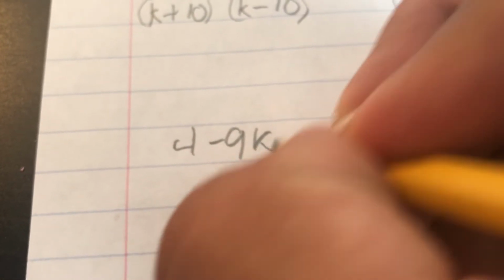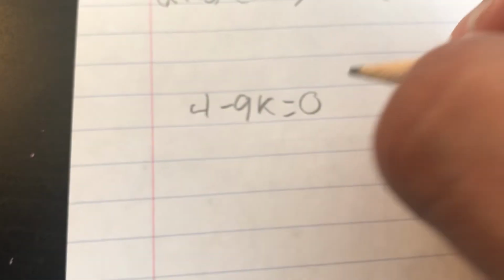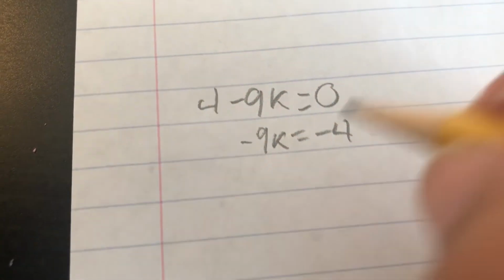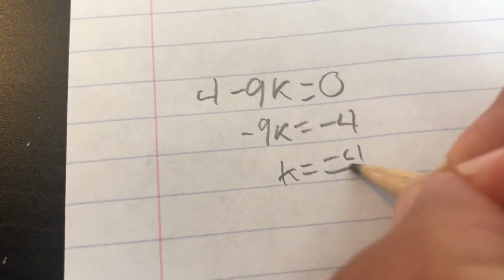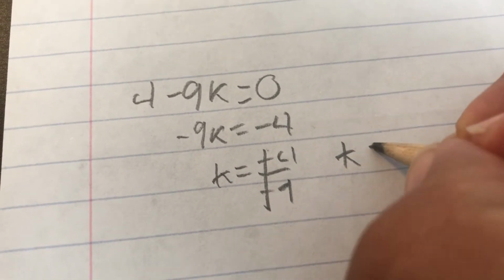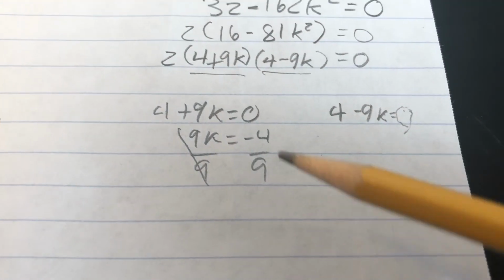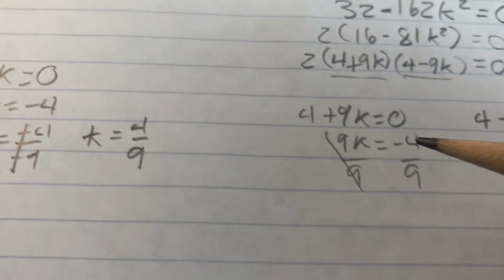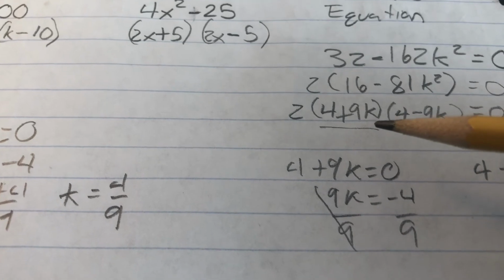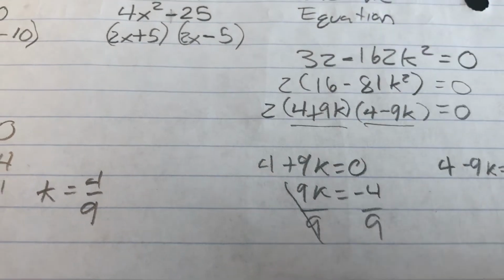4 minus 9k, right? Is that what it was? 4 minus 9k, yep, equals 0. So you subtract the 4 on both sides. You're left with minus 9k equals negative 4. k equals negative 4 over negative 9. They're both negative. That means it becomes positive. So k equals 4 over 9. So those are the two solutions. One of the solutions is negative 4 over 9, and the other solution is 4 over 9. If you put these two solutions into any of these three problems that we've been creating, because they're all the same problem written in different ways, you'd get 0. All right? And that's it. Good luck.